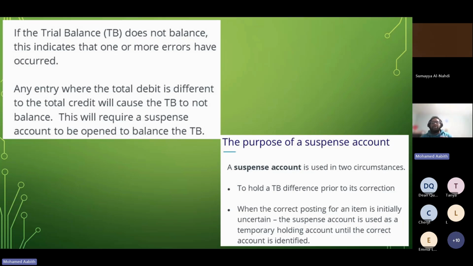And also we can use the suspense account as a temporary holding account, which we may not hear about very often, because sometimes we know a transaction has occurred, but we only know part of the entry.